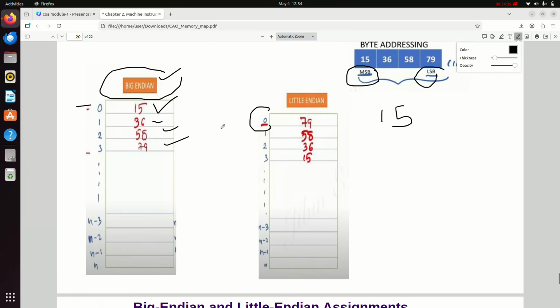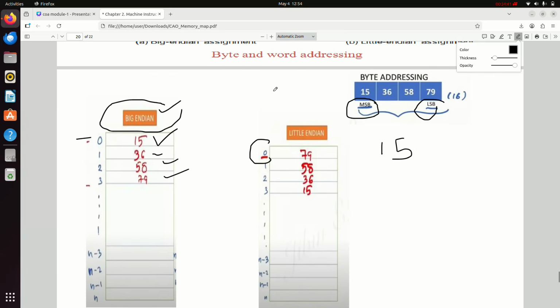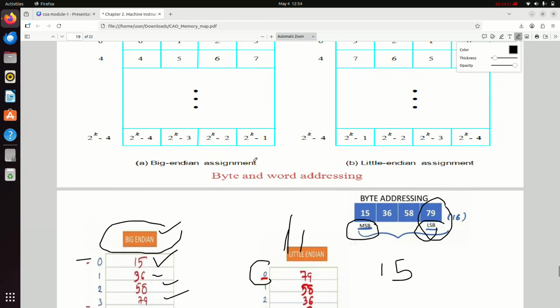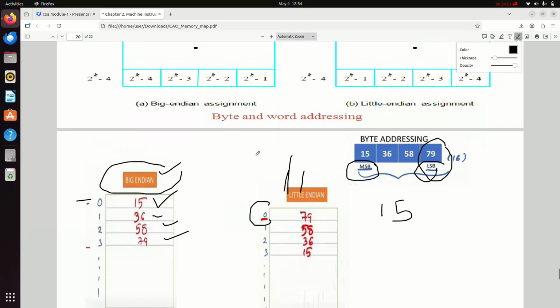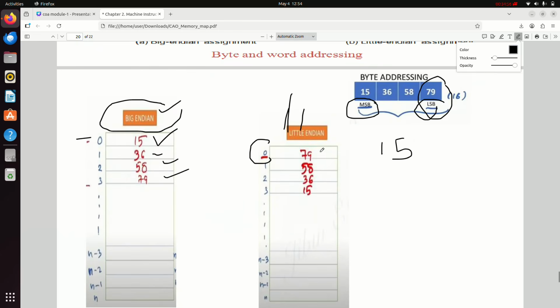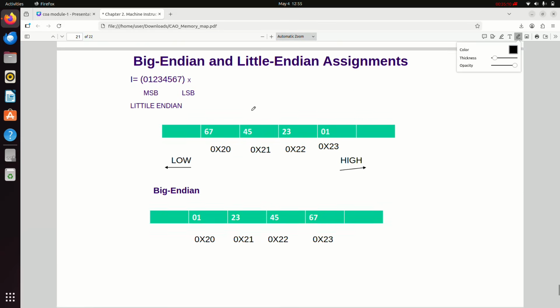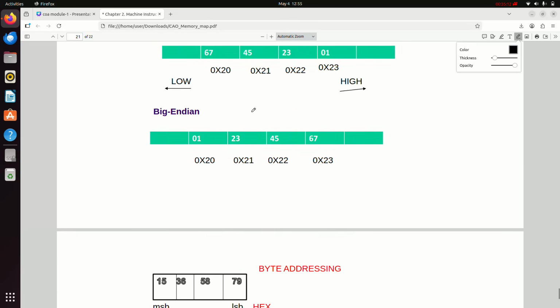And little endian means the least significant byte. Little means least. So the least significant byte, that is 79, we write in the lower byte address. So here you write first 79, then 58, then 36, 15, the opposite. See, it's opposite. Fine. So most significant byte in the lowest address is big endian, and the least significant byte in the lowest address is little endian. This is how we write little endian and big endian.